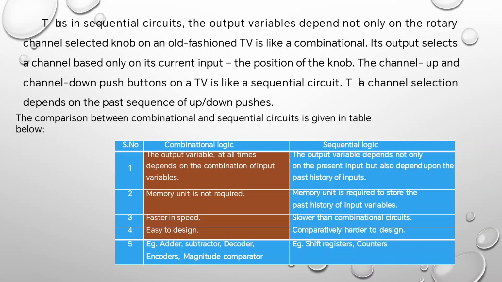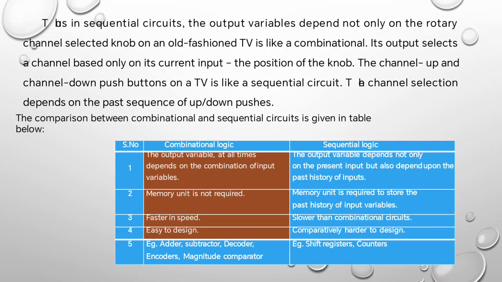So here's the comparison of combinational logic and sequential logic. First we see about the combinational logic. The output variable at all times depends on the combination of input variables. But in the sequential logic, the output variable depends not only on the present input but also upon the past history of inputs. Based on the memory, in combinational logic, a memory unit is not required. But in the sequential logic, a memory unit is required to store the past history of input variables.